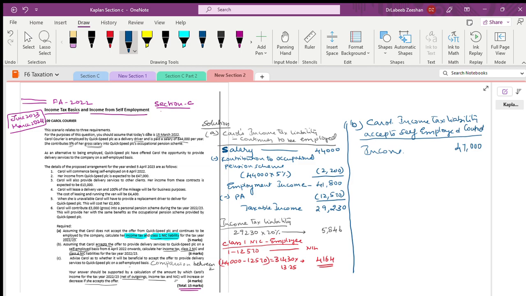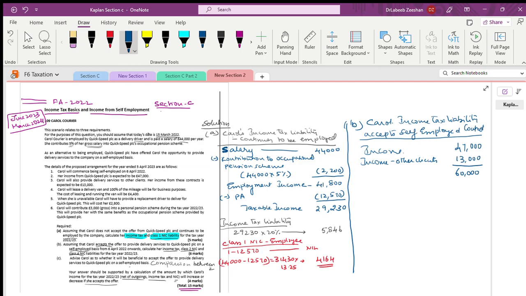Next, point number 3. Carol will also provide delivery services to other clients, and is expected to earn 13,000 income from other clients. Total will be 60,000.